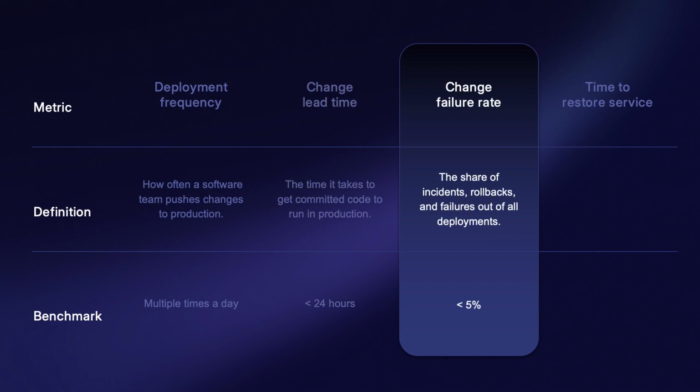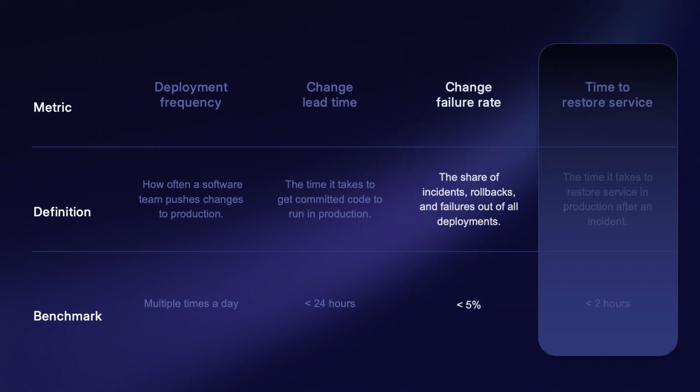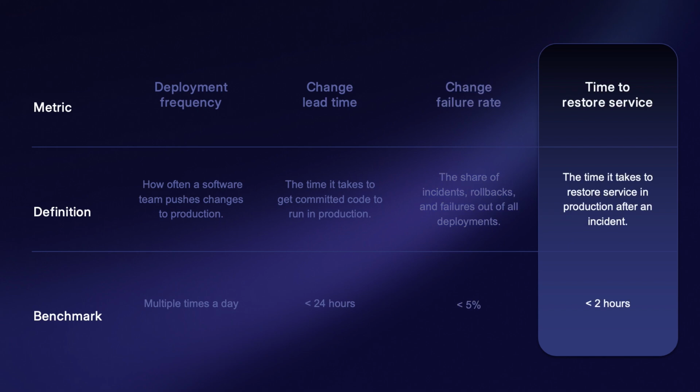Change failure rate shows what percentage of deployments result in incidents, rollbacks, or failures. If more than 5% of your changes are failing, this needs attention. Finally, time to restore service measures how quickly you can recover after a production incident. If recovery takes longer than a few hours, there's room for improvement.